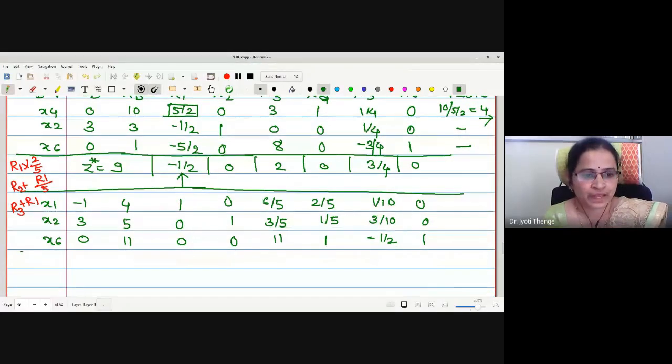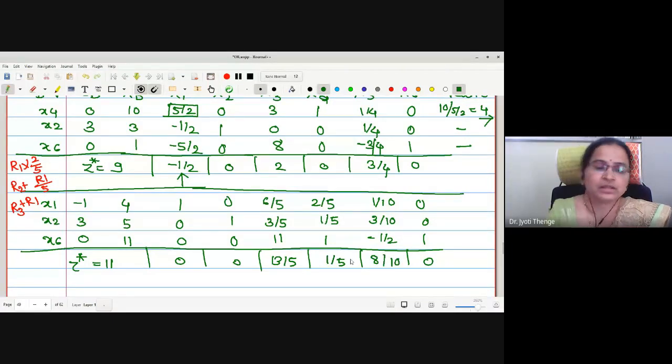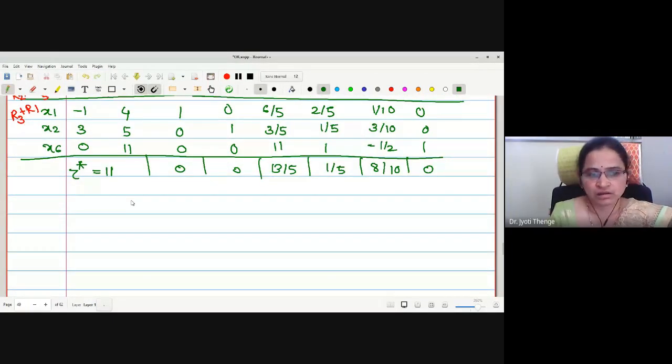Okay. Let us check the net evaluations as well. Z star at this stage will be 11. Now we'll check the delta entries. Delta entries will be 0, 0, 0 for the basic variables. For the non-basic variables, here it is 13 by 5, here it is 1 by 5, here it is 8 by 10. Therefore, all the delta j's are non-negative. Non-negative, so we will stop the process.